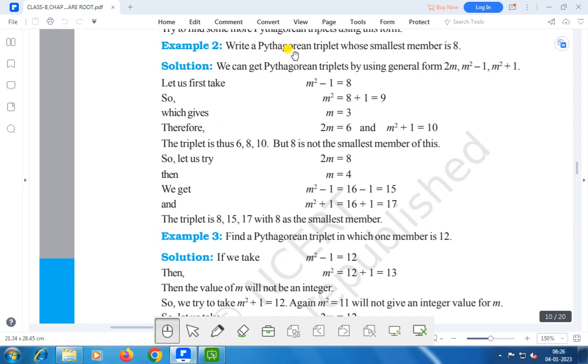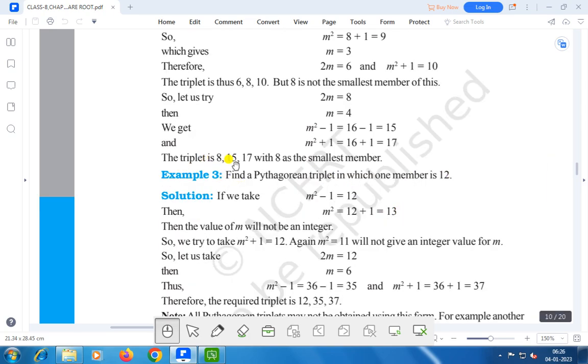Example 2. Write a Pythagorean triplet whose smallest member is 8. We can get a Pythagorean triplet by using the general form 2m, m square minus 1, m square plus 1. Let us first take m square minus 1 equal to 8, m square equal to 8 plus 1, m square equal to 9, or m equal to 3. Therefore 2m equal to 6 and m square plus 1 equal to 10. The triplet is thus 6, 8, 10. But 8 is not the smallest member of this. So let us try 2m equal to 8, m equal to 4. We get m square minus 1 equal to 15, m square plus 1 equal to 17. The triplet is 8, 15, 17 with 8 as the smallest member.